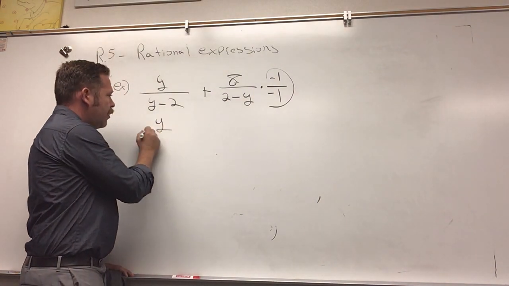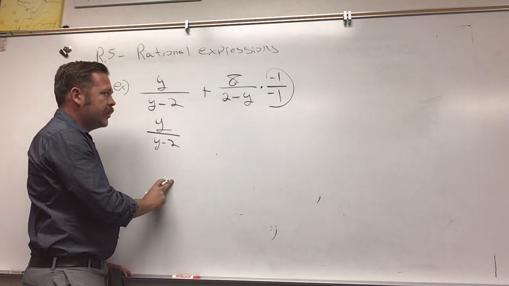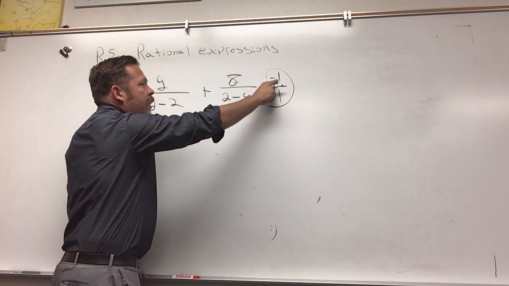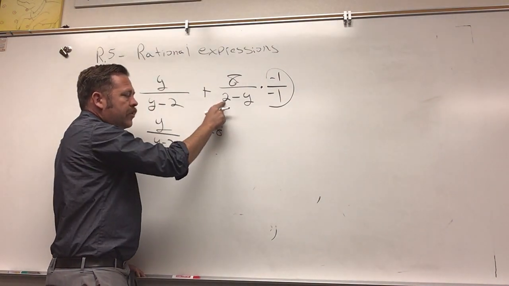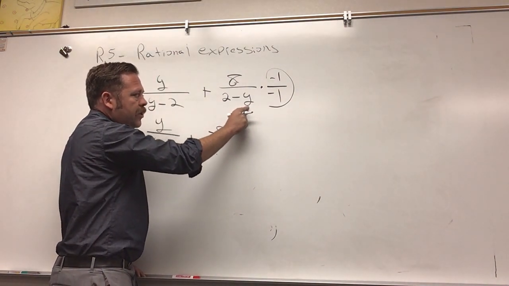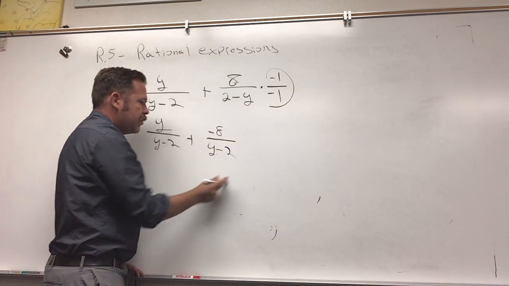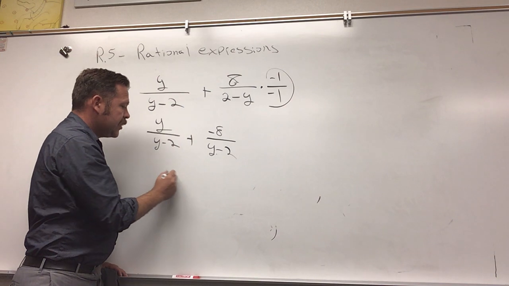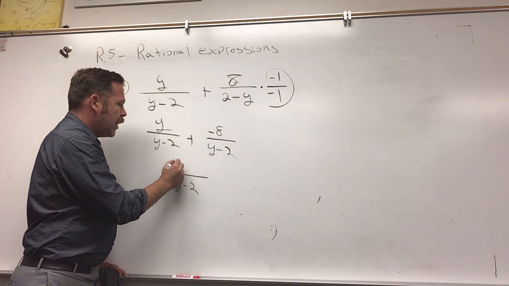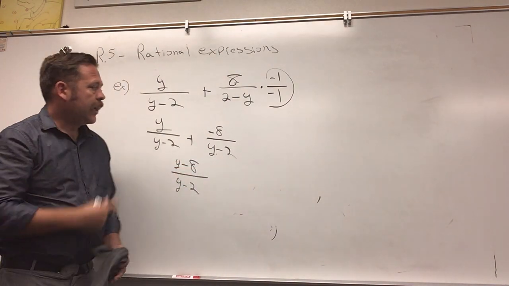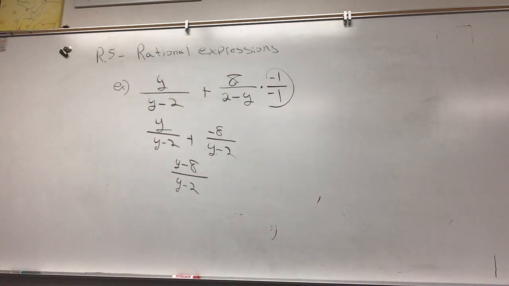So I have y over y minus 2 here, nothing changed, plus negative 1 times 8 is negative 8, and negative 1 times 2 minus y. 2 turns into a negative 2, a negative y turns to a positive y, and I get y minus 2. Now I have my common denominator that can stay the same. I have y minus 2. On the top I have y minus 8. Can I cancel the y's? No, I cannot. Can I simplify 8 over 2? No, I cannot. All right.